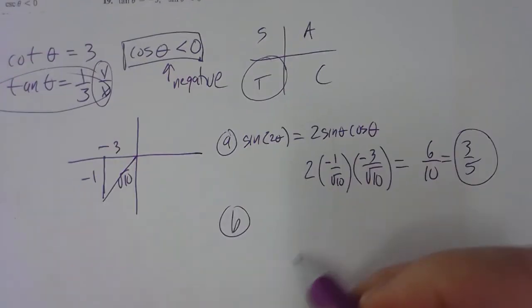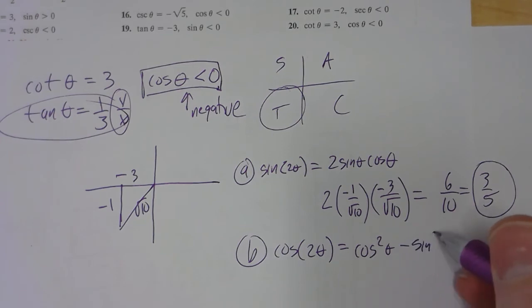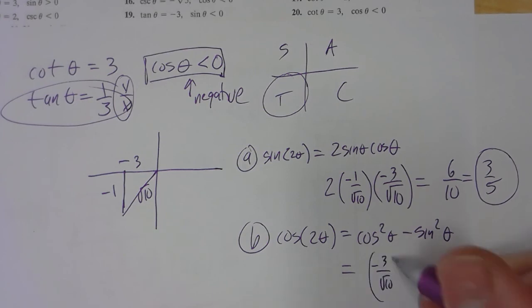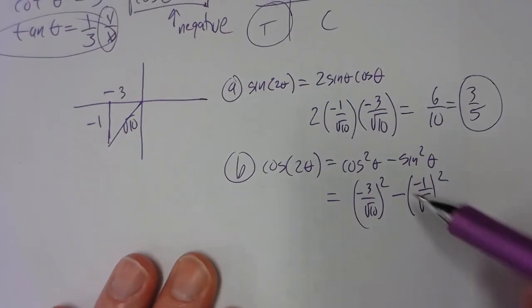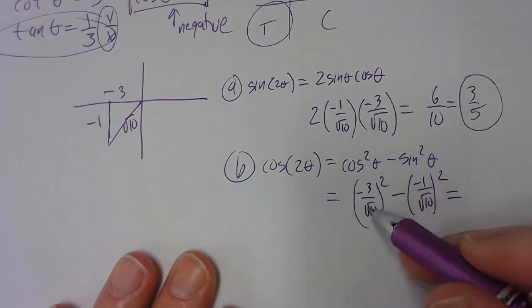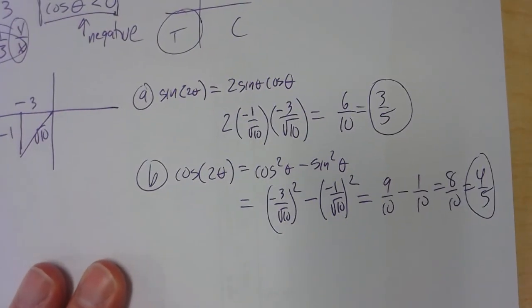B is cosine of 2 theta. I think I'm going to do what I did the last time. I'm going to do cosine squared theta minus sine squared theta. So the cosine is negative 3 over the square root of 10 squared, and sine is negative 1 over the square root of 10 squared. It's already had the answers right there, so there's the cosine 1 squared and the sine 1 squared. So I square that and I get 9/10 minus square that 1/10 to be 8/10, which is 4/5. Oops, ran off the screen there. 4/5. So that's that one right there.